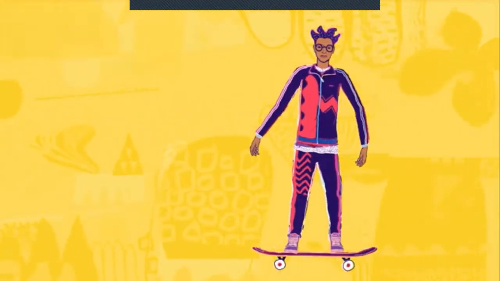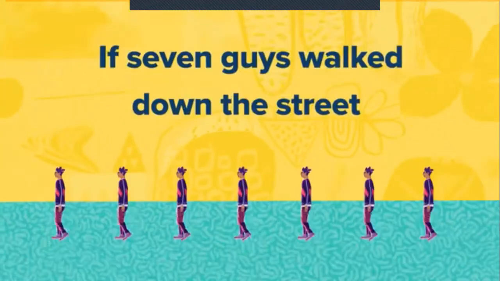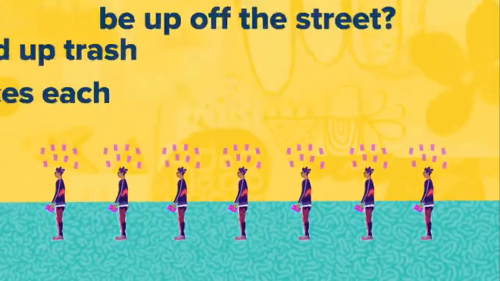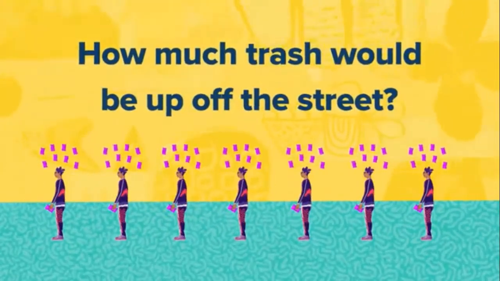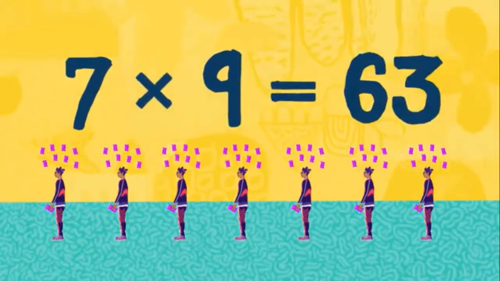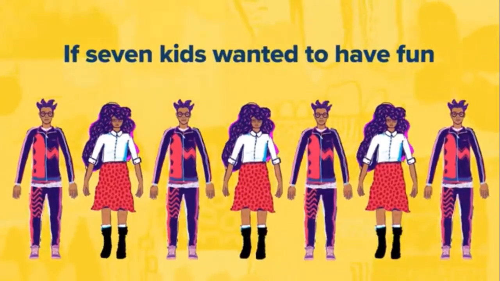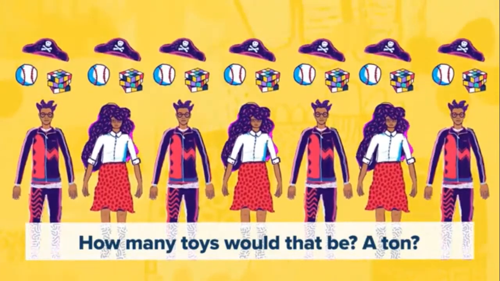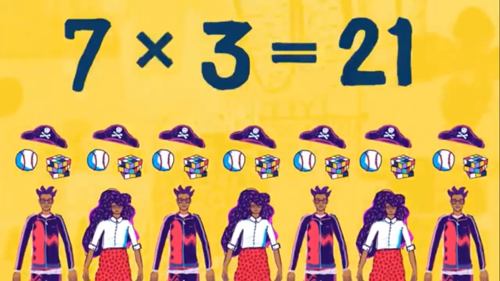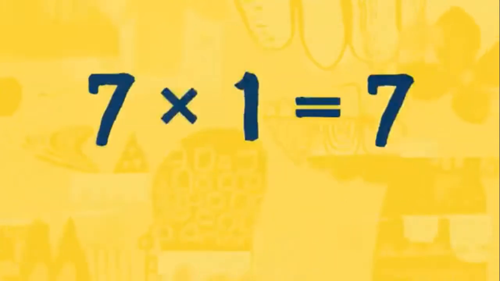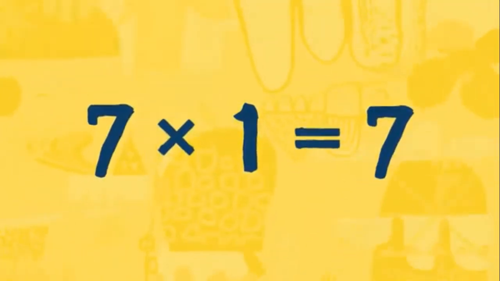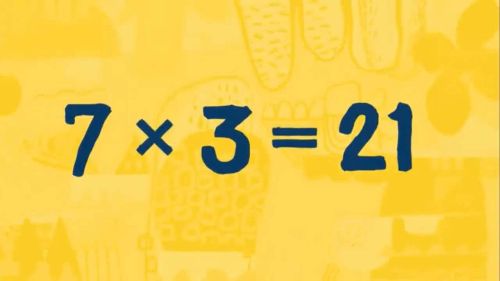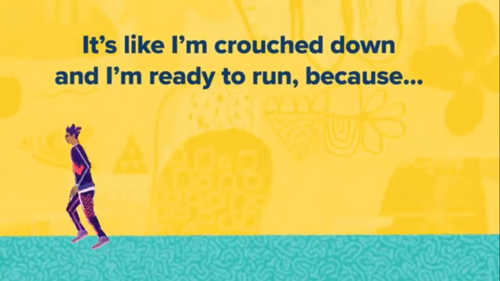If 7 guys walked down the street and picked up trash, 9 pieces each, how much trash would be up off the street? That's 7 times 9, and that's 63. Cause if 7 kids wanted to have fun and bought 3 toys for each and every one, how many toys would that be? A ton? Well, 7 times 3 is 21. Cause 7 times 1 is 7. 7 times 2 is 14. Right. 7 times 3 is 21. It's like I'm crouched down and I'm ready to run.